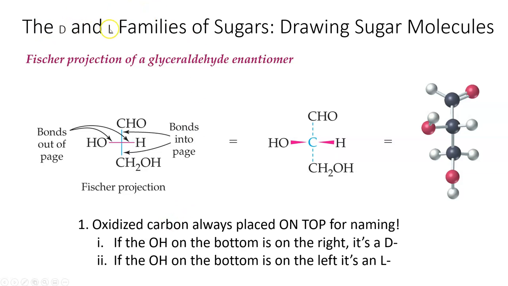Rules for looking at this and how to organize this in terms of drawing these out and determining D versus L configuration: the most oxidized carbon is always placed on the top, which would be the aldehyde or the ketone. And then if the bottom, second to last, is on the right, it's a D. If the second to last is on the left, then it's an L. So just reiterating that point there.